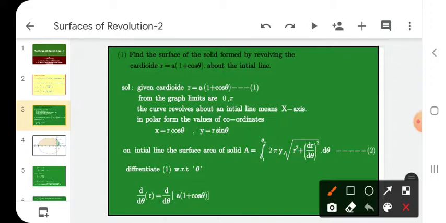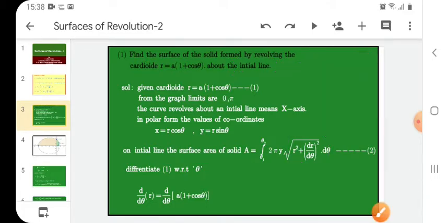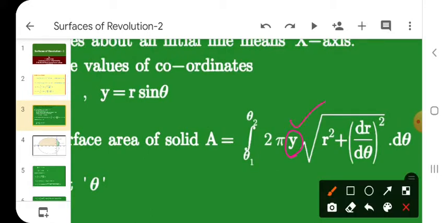See here, on initial line, the surface area of solid A equals integral theta 1 to theta 2 of 2 pi f of y, and f of y means y, means f of x. This is the polar form formula. Is it clear? Here we write f of x or f of y. When the curve revolves on x-axis we write f of x; here also the curve revolves about the initial line, meaning x-axis, so I write f of x value. What is f of x? Y equals f of x. So instead of f of x, I write y. This is the difference. You should remember this thing only.